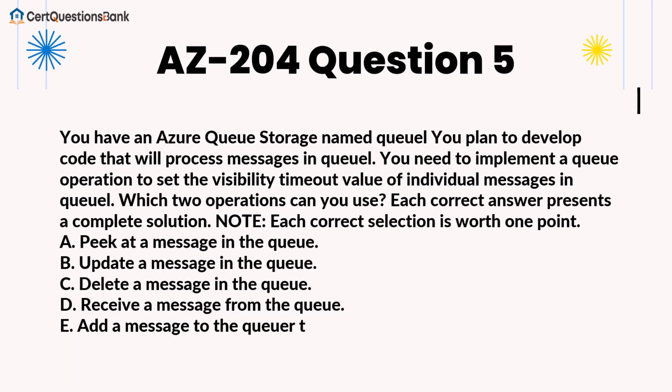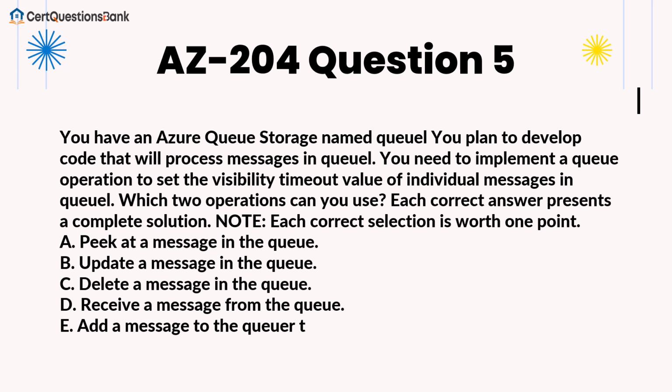You have an Azure Queue storage named Queue1. You plan to develop code that will process messages in Queue1. You need to implement a queue operation to set the visibility timeout value of individual messages in Queue1. Which two operations can you use? Each correct answer presents a complete solution. Note: each correct selection is worth 1 point.